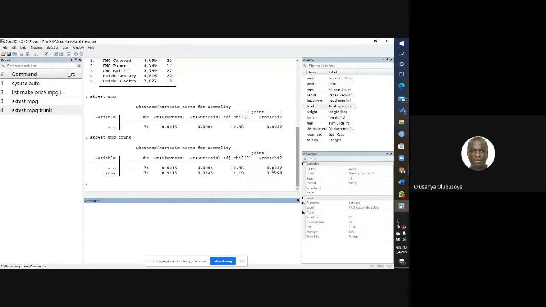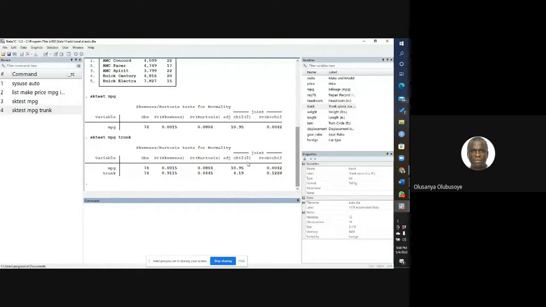So you must always know what your null hypothesis is. When you know your null hypothesis, that is the hypothesis you are either accepting or rejecting. When you reject it, that's when you accept the alternative. When you accept it, that's when you reject the alternative. So your real focus is the null hypothesis.